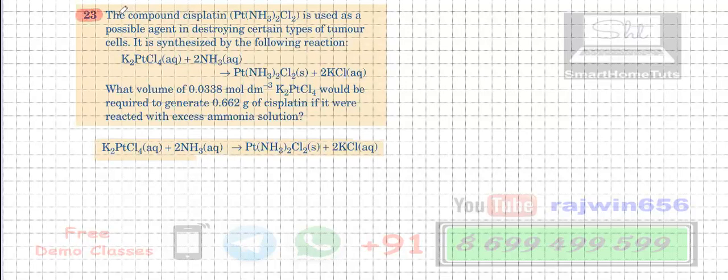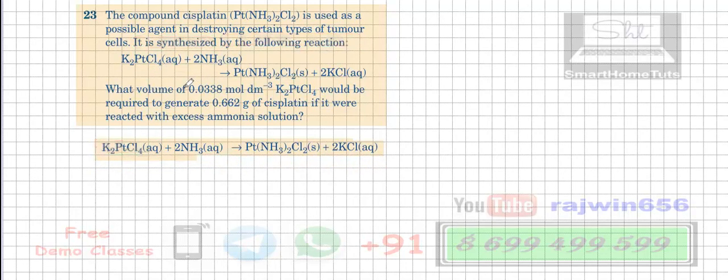Okay, 23rd question. The compound cisplatin, Pt(NH3)2Cl2, is used as a possible agent in destroying certain types of tumor cells. Tumor cells are basically cancerous cells. It is synthesized, that is prepared, by the following reaction. This is the reaction that I've copied here. K2PtCl4, that is aqueous, so here there will be concentration involved, plus 2 NH3, giving you Pt(NH3)2Cl2, this is a solid, plus 2 KCl. This is the equation.